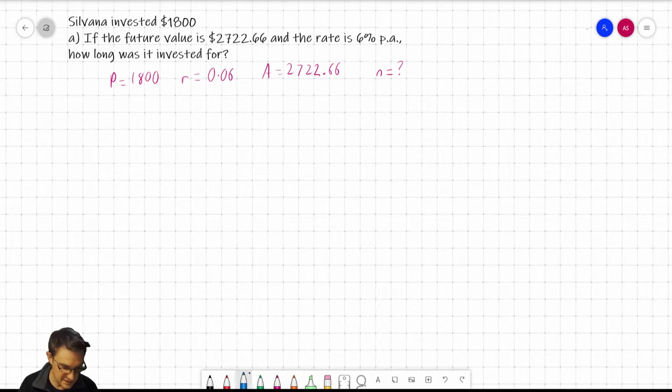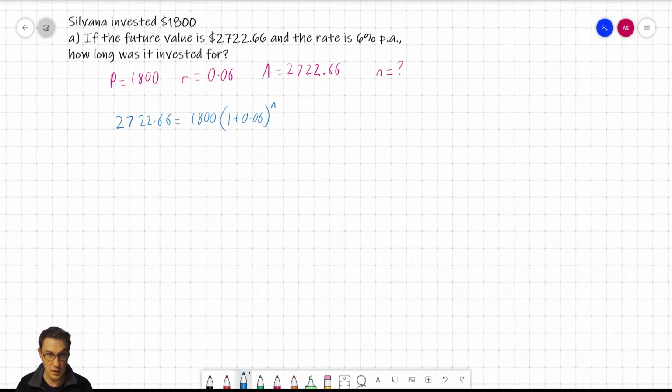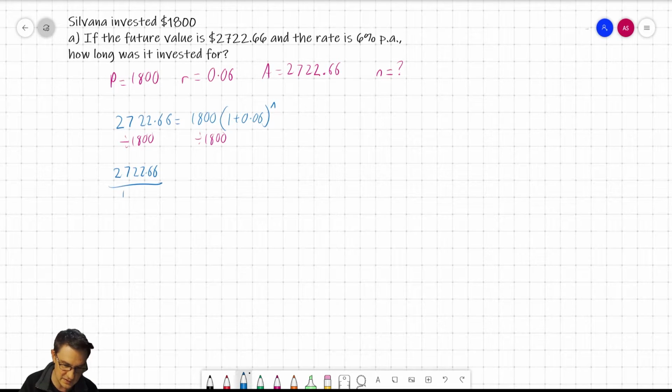So now, if we start to plug this into the formula, we end up with 2,722.66, and this is going to be equal to 1,800 times 1 plus 0.06, and that's to the power of n. Now, I'm going to do a couple of changes here. One of the first things we can do is divide both sides by 1,800, just to help us tidy up what's happening here and start to move things around. So when we do that, we're going to have 2,722.66, and I'm just going to keep it as a fraction at the moment. And this is going to be equal to 1.06, and that's going to be to the power of n.